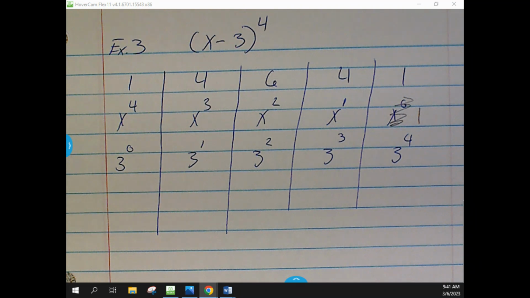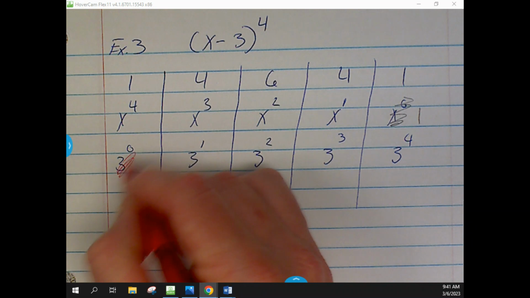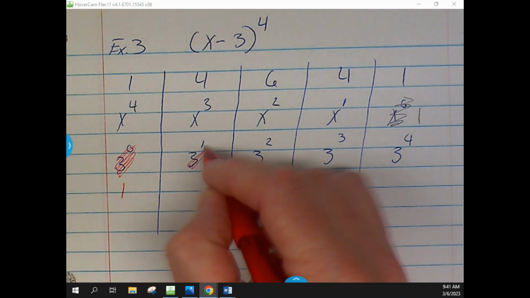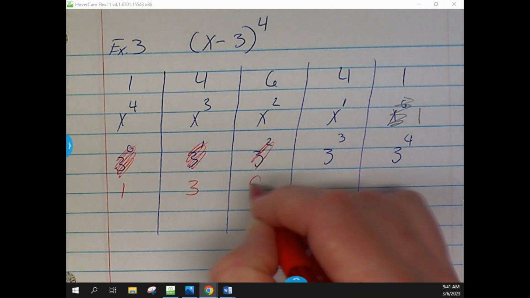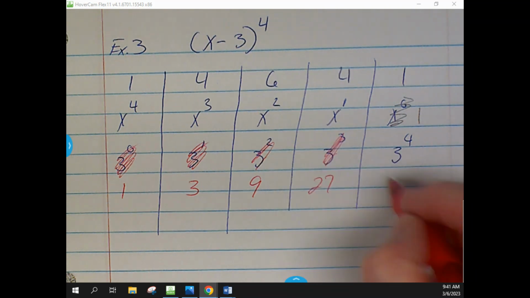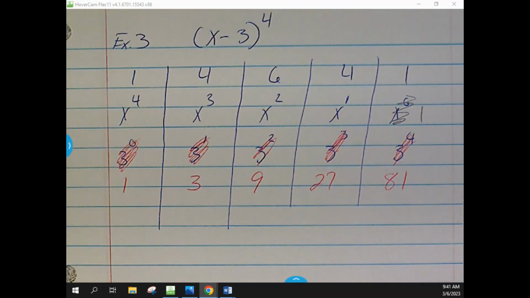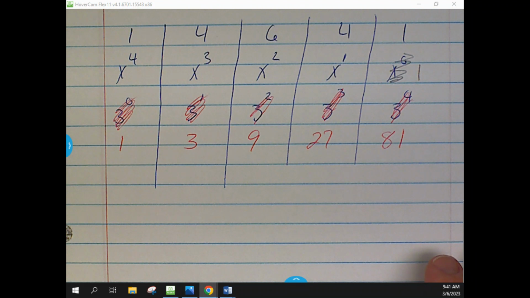All right, and before you start multiplying together, go ahead and take this last thing here that's got the numbers in it and tell me what that is. 3 to the 0 power is 1. 3 to the first is 3. 3 times 3 is 9. 9 times 3 is 27. And then 27 times 3 is 81. There you go. Okay. Now you can multiply them together.